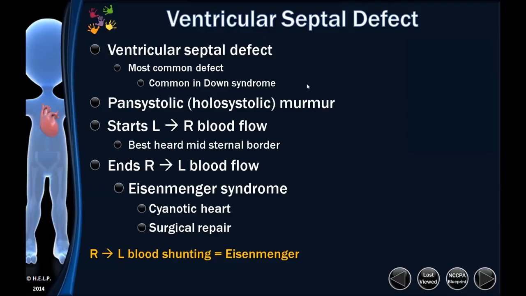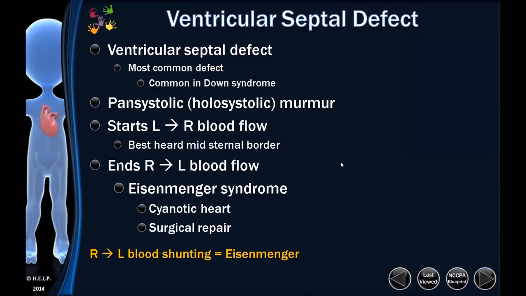The VSD is the most common of all the defects, very common in Down syndrome. You get this pansystolic, or what's called holosystolic, murmur that radiates to the midsternal border. It starts initially from the left ventricle pushing over to the right ventricle. But over time, as you're pushing more blood into the right side, the right ventricle has to get stronger, and it causes the pulmonary arteries to get pulmonary hypertension.